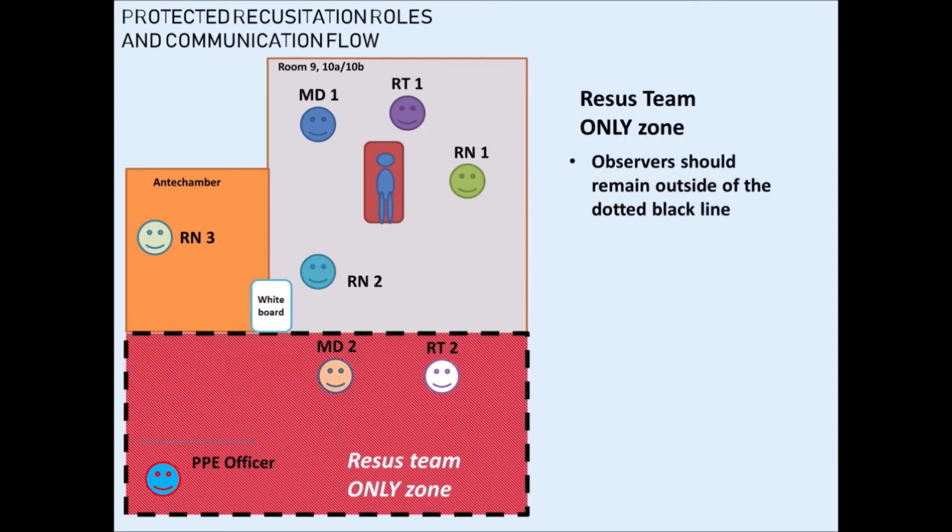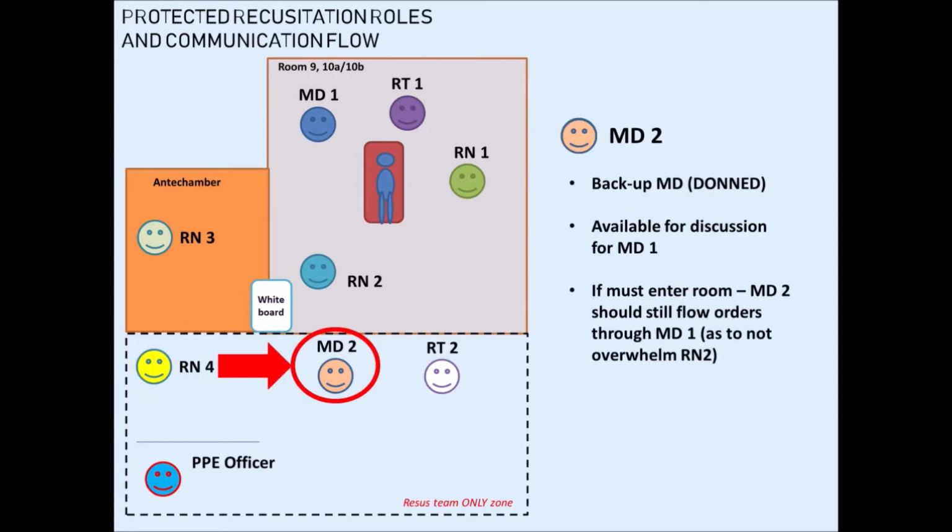Outside the resuscitation room, only the backup MD, known as MD2, backup RT, known as RT2, and PPE officer should be within the dotted black line, designated the resuscitation zone. Any observers should remain outside this zone. The PPE officer shall enforce this. MD2 will be donned in full airborne precautions outside of the room to serve as a backup for MD1 for airway or other procedures. In order to conserve PPE, one can consider having your N95 in hand instead, applying it only if you are anticipating entering the room.